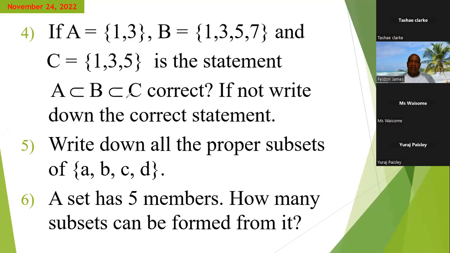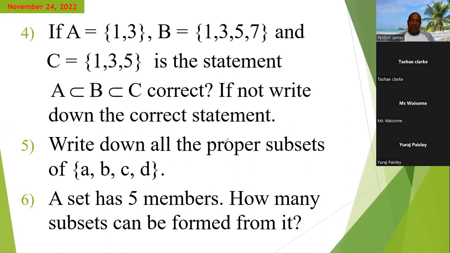All right, so is this correct then? No, sir. All right, so this is not correct. Ms. Clark? Oh, sir, I was saying if it's not correct. Okay, all right. So they say if it is not correct, you have to write down the correct statement. So what should it be then? A is a subset of C, which is also a subset of B. So A is a subset of C.